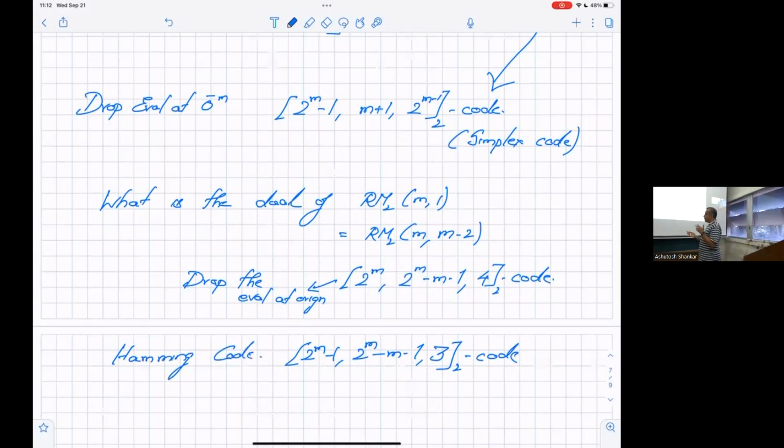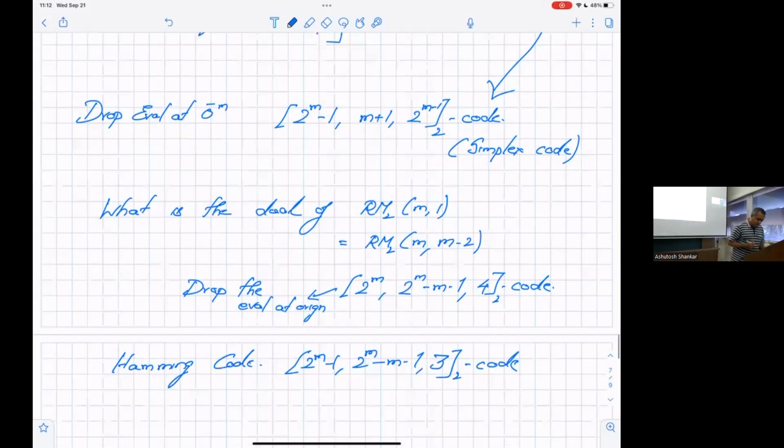Okay. So all of these Hamming codes and Hadamard codes are instantiations of the Reed-Muller code. These algebraic codes come up in various settings.